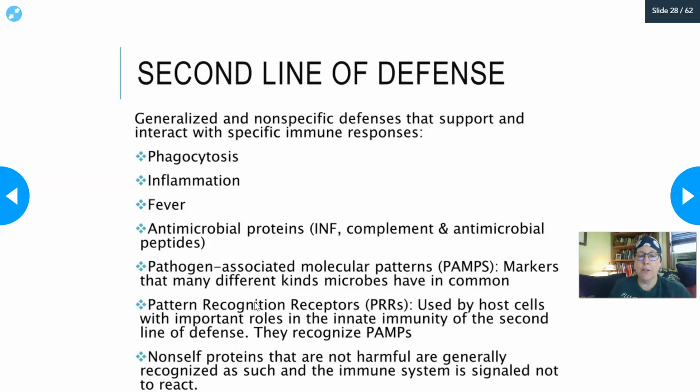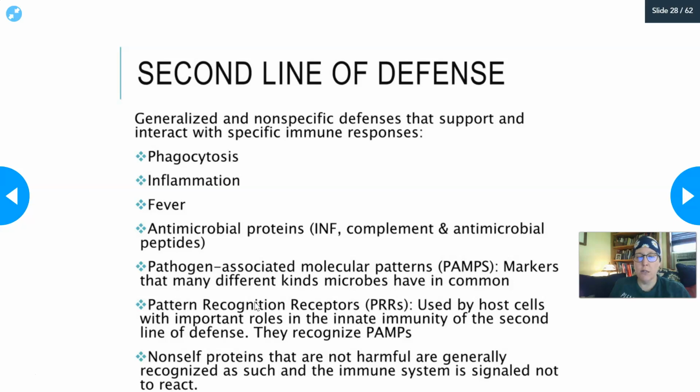We have pathogen-associated molecular patterns, which are PAMPs, which are markers that many different kinds of microbes have in common. Basically, they flag them as a pathogenic microbe or a microbe that just doesn't belong and needs to be removed. And then you have pattern recognition receptors, or PRRs.